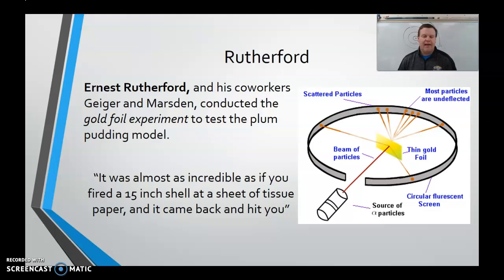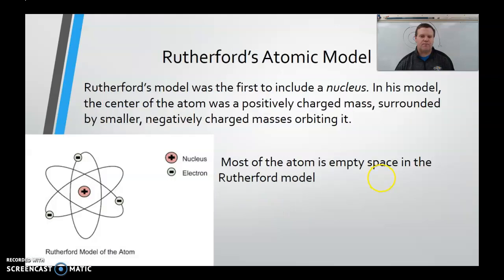From these conclusions, since the positively charged alpha particles were bouncing off of something in the gold foil, most of them going through but some bouncing off, there had to be something really positive and dense inside of that gold sheet.